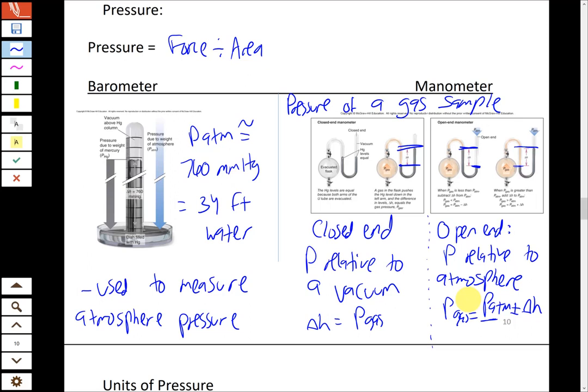concepts, but it's just two different types of manometers and two slightly different ways of measuring it, but they give you the pressure of a sample of gas that's enclosed in usually a glass container like this. All right, any questions on that? Not the most important thing, but that's just a little bit of background of how we measure things.